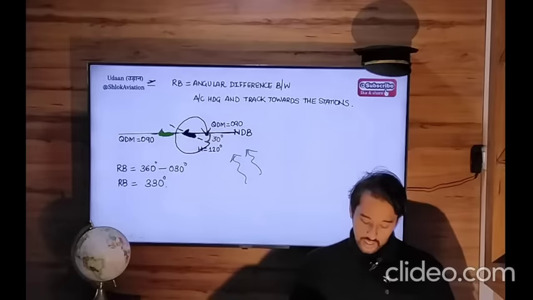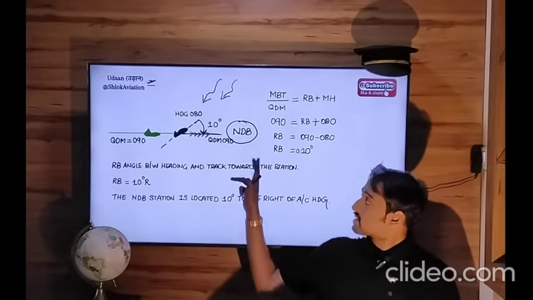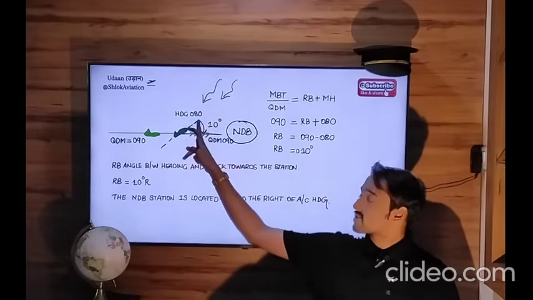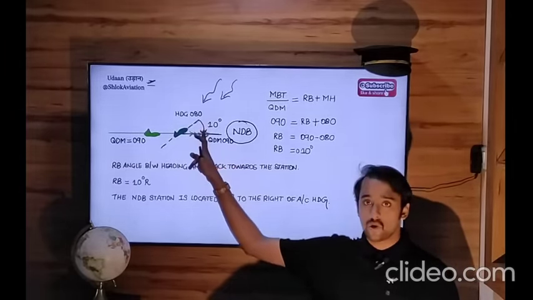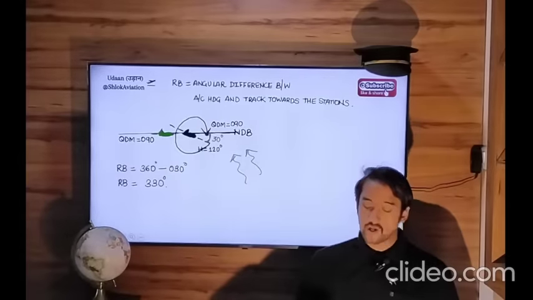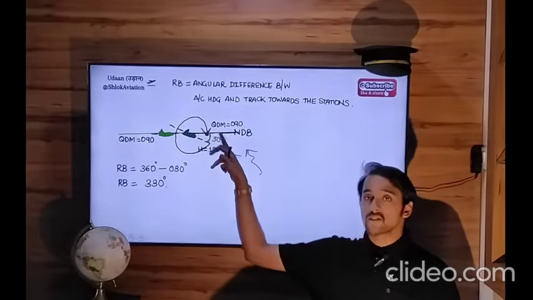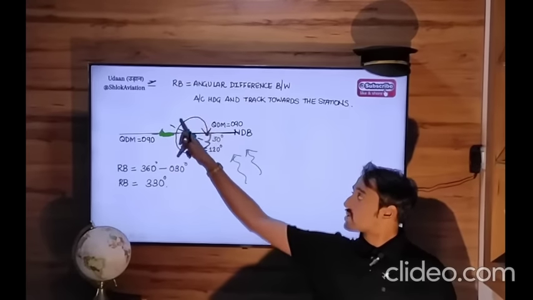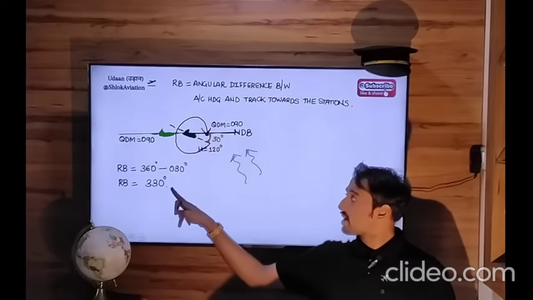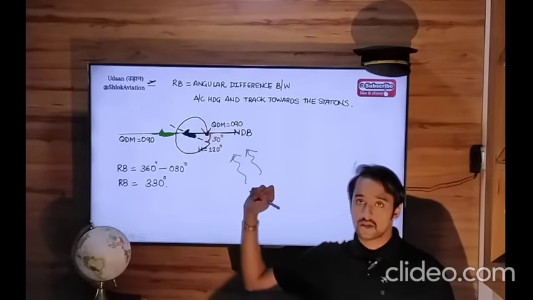So with left crosswind, it is like this. Starting from heading, so 010 clockwise. In case of right crosswind, don't go anti-clockwise, go clockwise. So this will be 330 degrees, which is 360 minus 30.